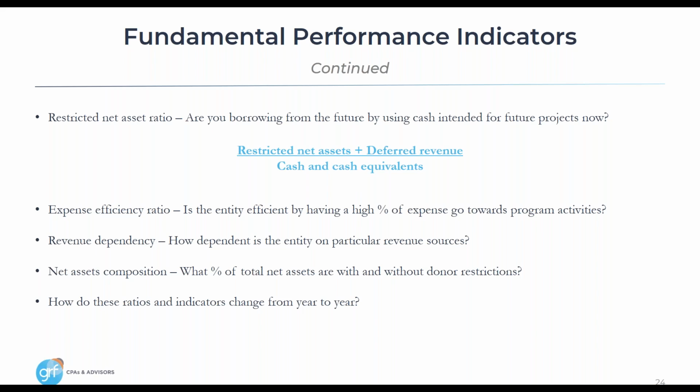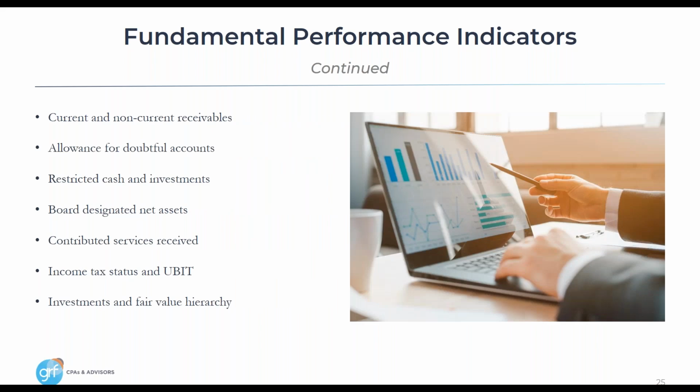Net assets compositions, we already spoke about. You want to look at the percentage of total net assets that are with and without donor restrictions, and ideally you want to have the majority of them to be without donor restrictions. And you also want to see how these ratios and indicators change over time. So ideally a 5-year period looking back to see how they have improved or worsened over time.